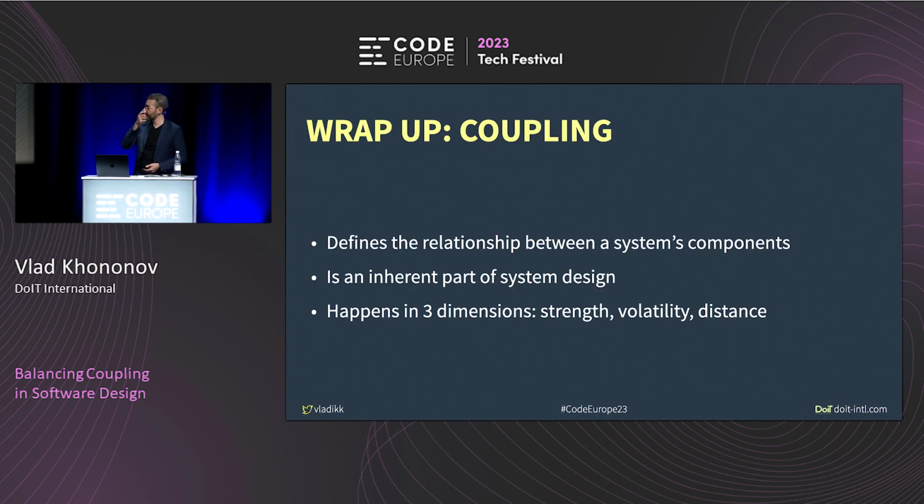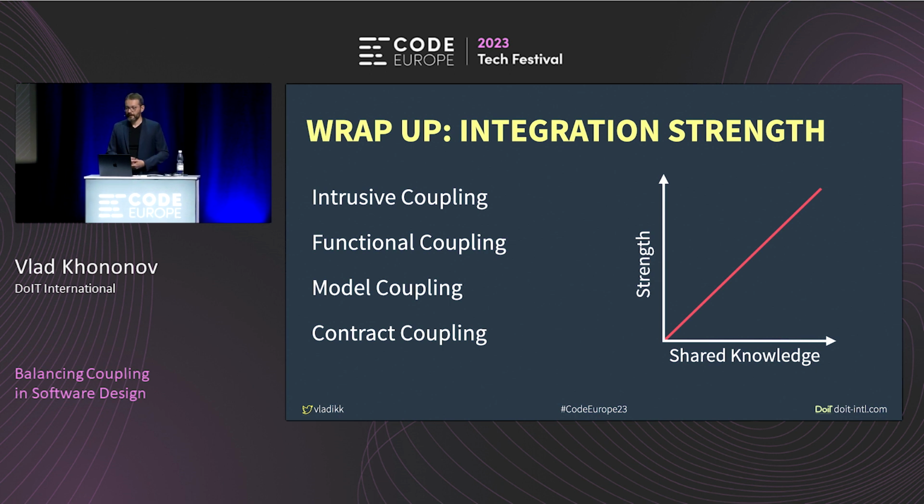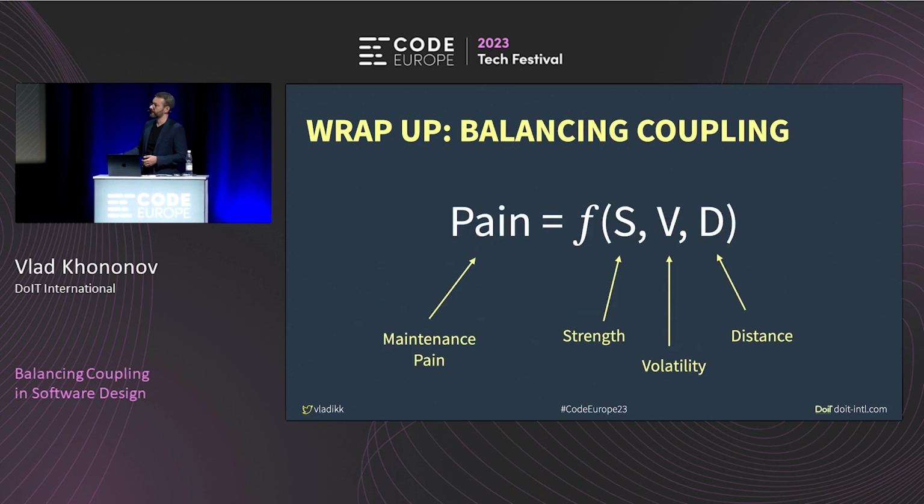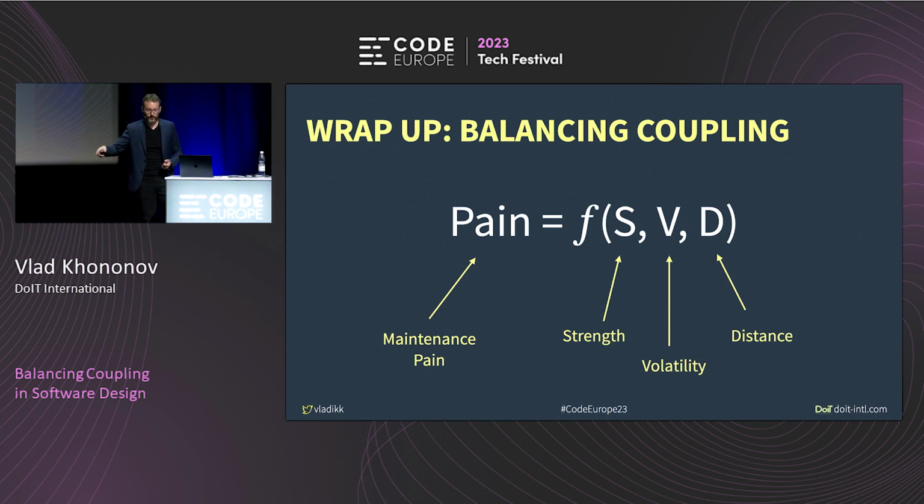So again, coupling, it's an inherent part of system design. We cannot escape it. However, we can evaluate how components are coupled by inspecting how that coupling manifests itself in 3 dimensions. Dimensions of strength, distance, and volatility. And we can combine them to evaluate maintenance pain and use it as a heuristic for deciding what changes we need to make to the design to reduce our pain in the future.